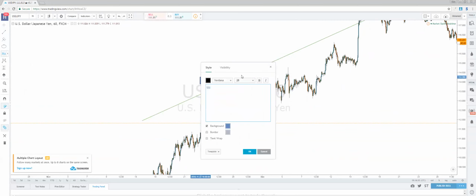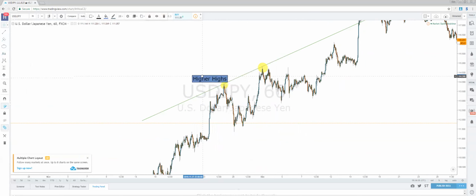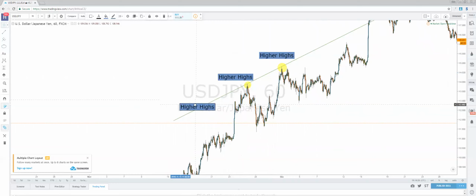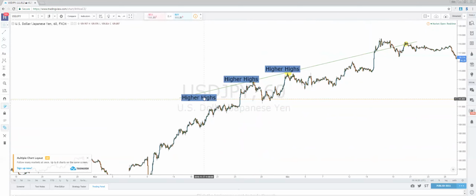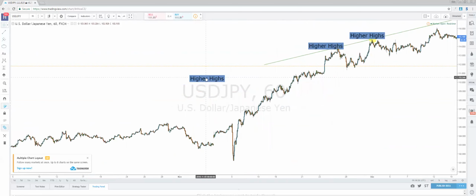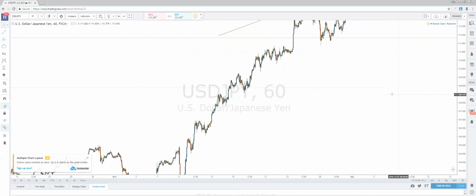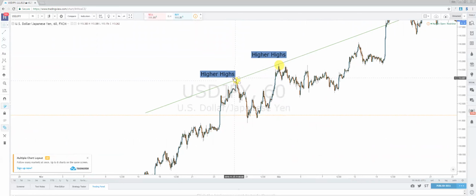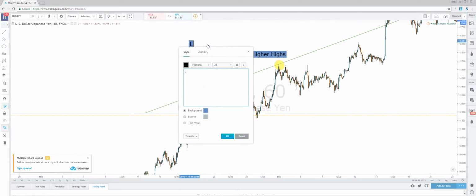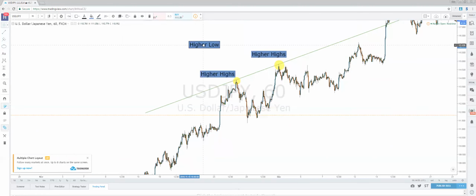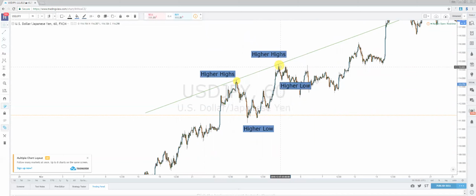An uptrend is the complete opposite of what you have in a downtrend. In an uptrend, instead of creating lower lows and lower highs, you're creating higher highs and higher lows. Okay, this high is higher than this high, and then it's going to create higher lows. Each low in an uptrend is going to be higher than the previous one. So this low right here is higher than this low here. Just like a downtrend, just the complete opposite.